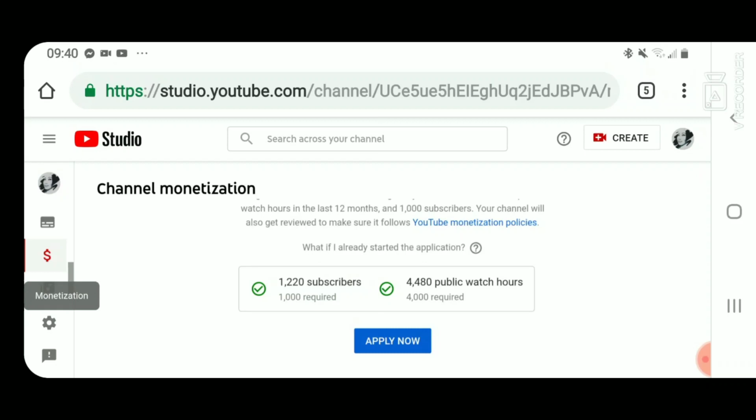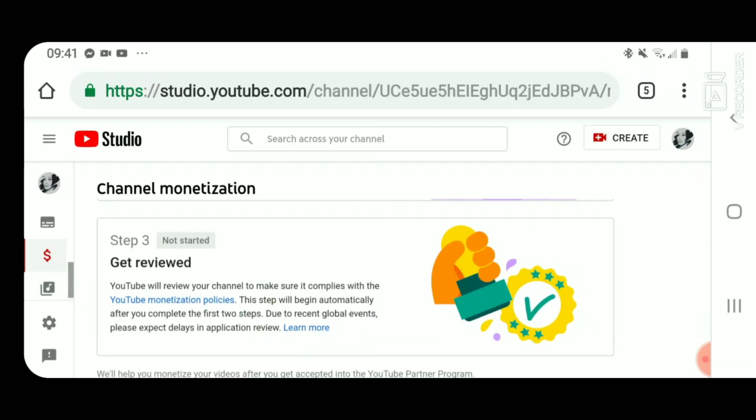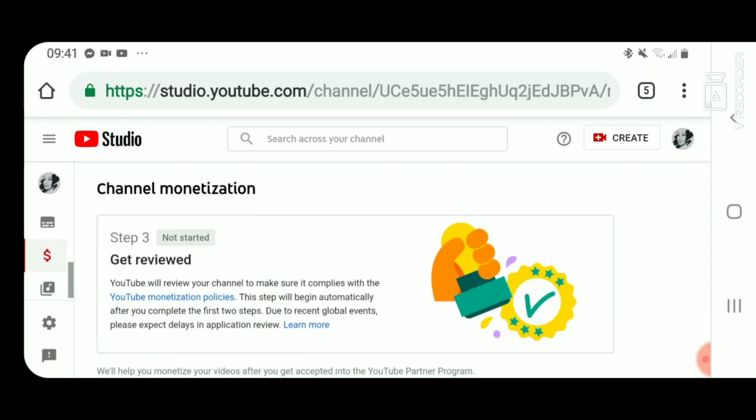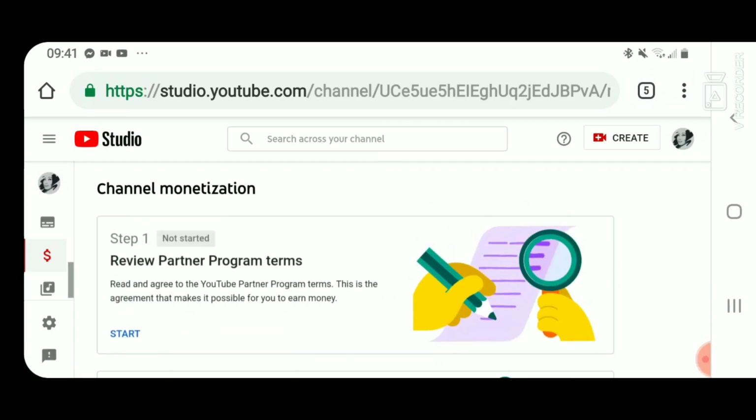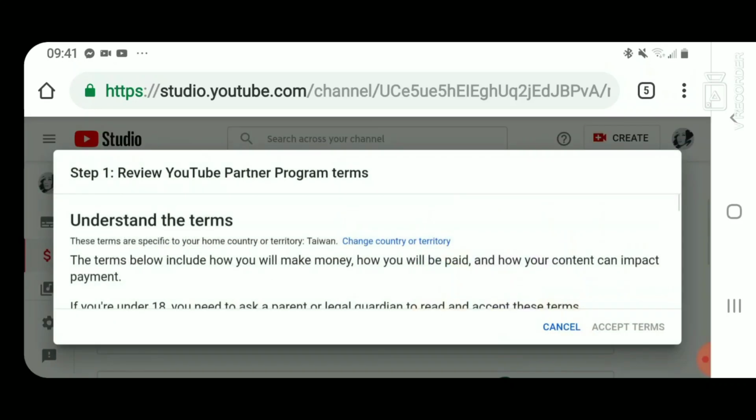For applying monetization for YouTube, you must have at least 1,000 subscribers and you must reach 4,000 public views watch hours. So, i-apply na po natin yan. Yan, ito po yung kanyang three steps for applying. Start po tayo.